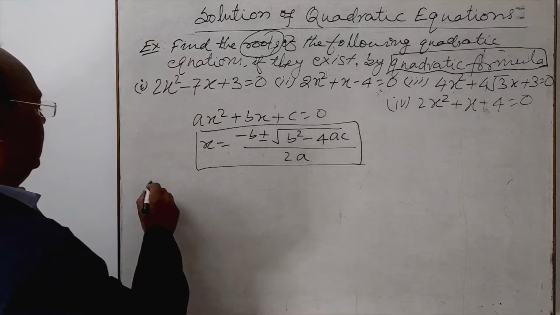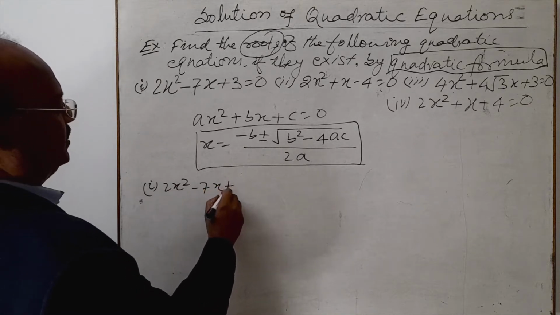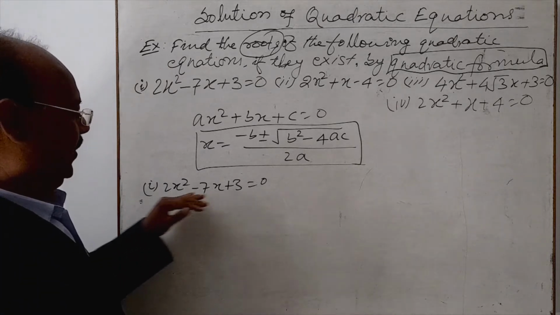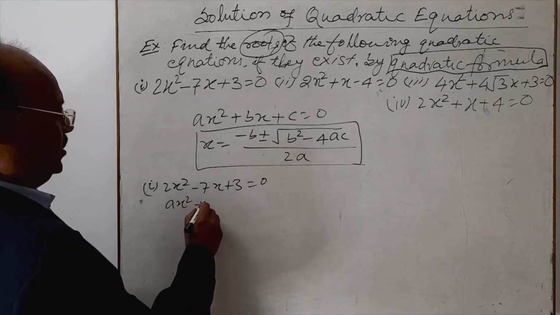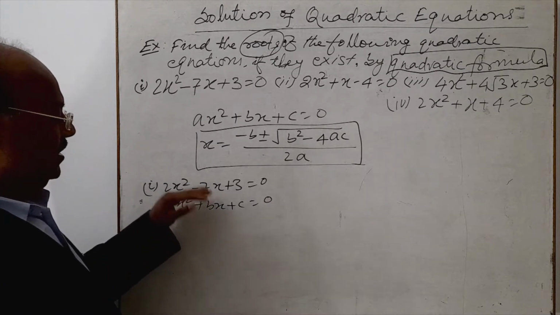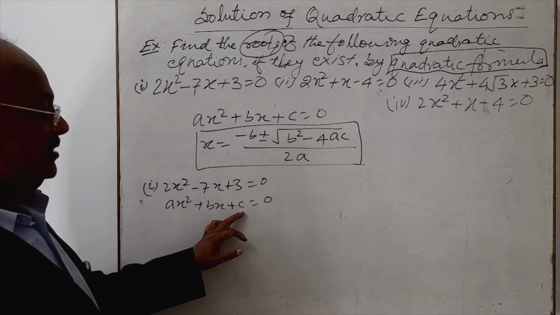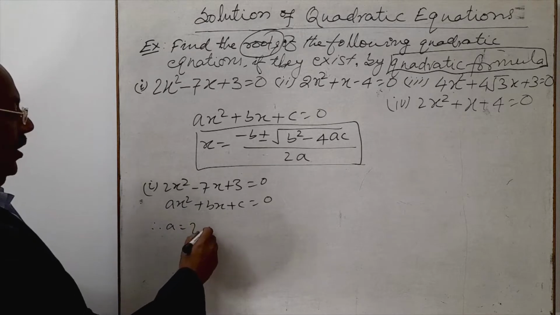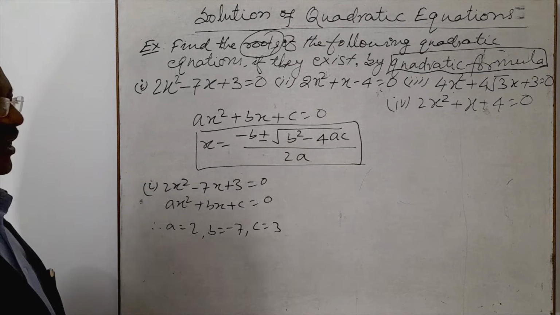Let us start with the first question. Your first question is 2x square minus 7x plus 3 is equal to 0. First of all, we should compare the given equation with the standard form of quadratic equation, ax square plus bx plus c is equal to 0. By comparing these two equations, we can get the values of a, b and c very easily. So therefore, a is equal to 2, b is equal to minus 7 and c is equal to 3. Correct?